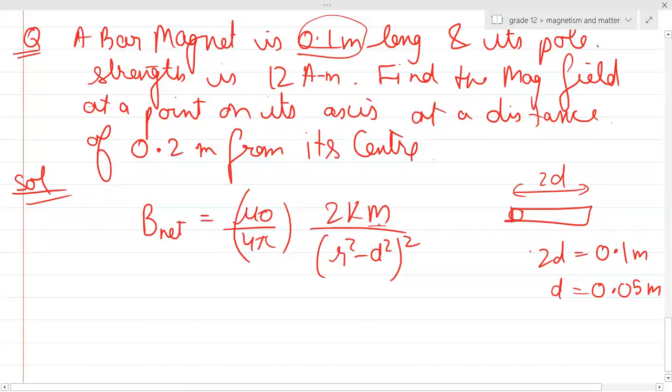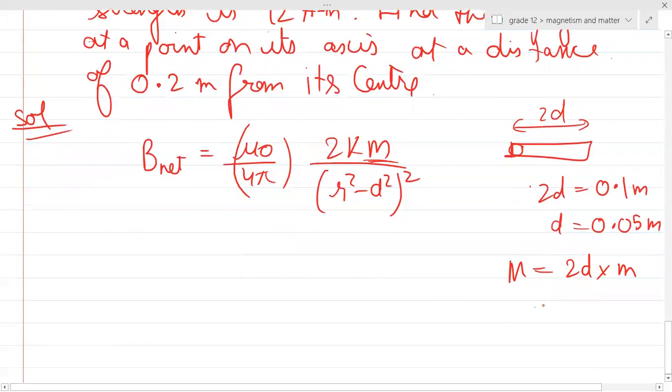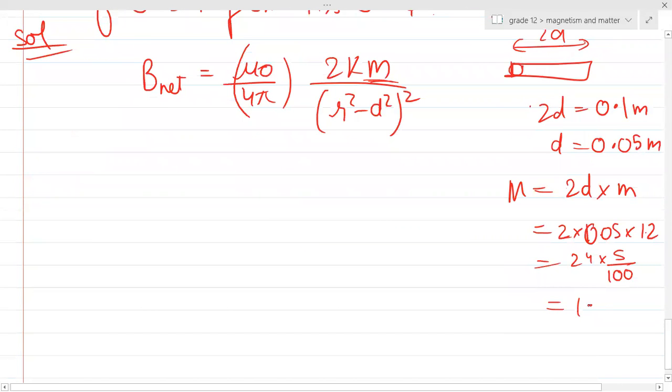Also, they have not given the dipole moment. The dipole moment is basically what? Twice of d into small m, which is twice of 0.05 into 12. So 2 into 12 is 24. 24 into 5 by 100 is how much? 1.2, I guess. Yes or no? So M is basically this much, ampere meter square. I can put the values now.